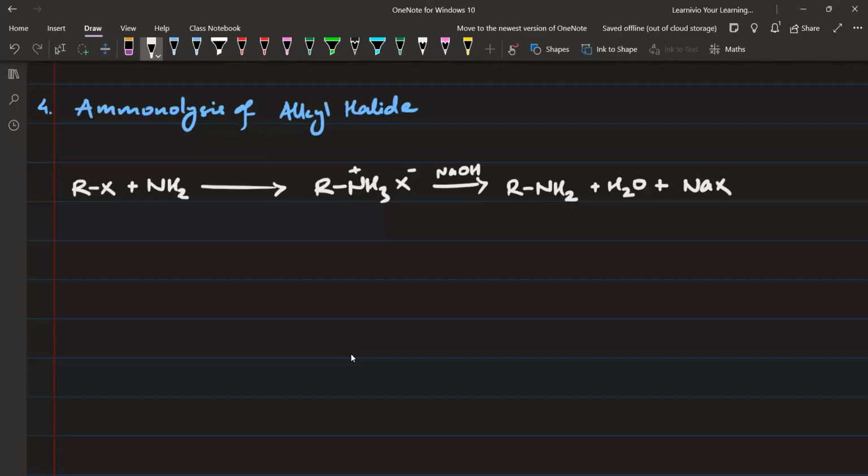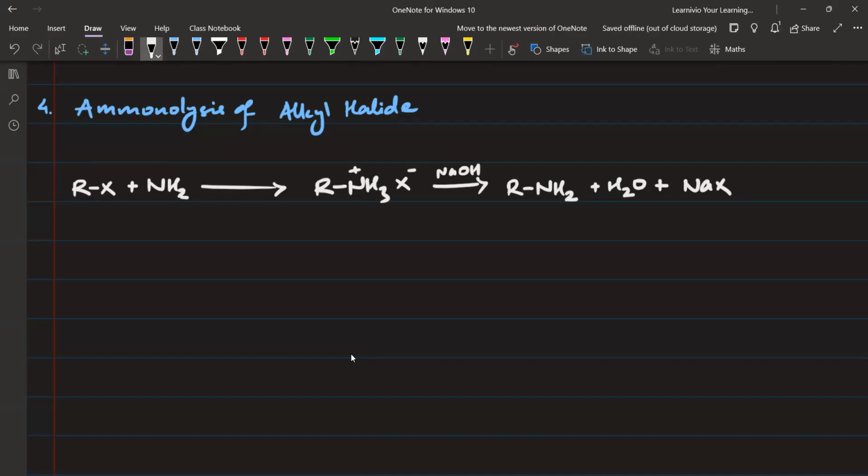Now the problem with this type of reaction is how the reaction starts. The nitrogen atom attacks the alkyl group. And why is the nitrogen atom attacking the alkyl group? Because the nitrogen atom has a lone pair of electrons, and the alkyl group is attached to an electronegative element, that is chlorine, fluorine, bromine, or any one of these halogens. That is why the attack is happening.